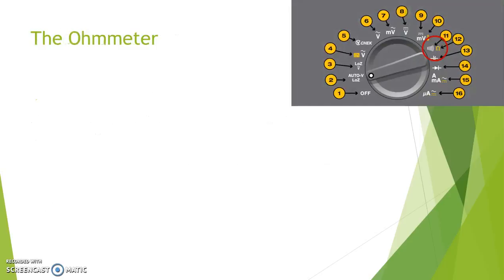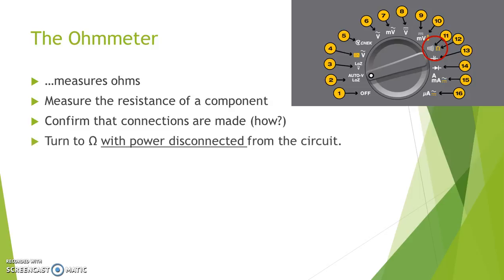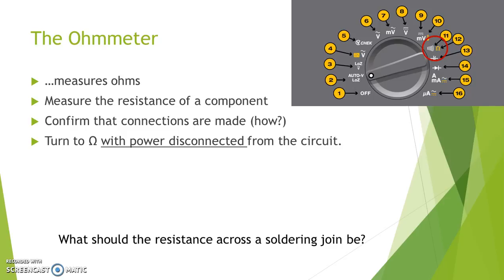Okay, the ohm meter. No great shock, measures ohms, so it measures the resistance of a given component. And it can help you to confirm that you've made good connections, right? That you can confirm that your soldering joint is good and things like this. And the way you check the resistance is you disconnect power from your circuit, and then you attach your leads across the thing you're measuring the resistance of.